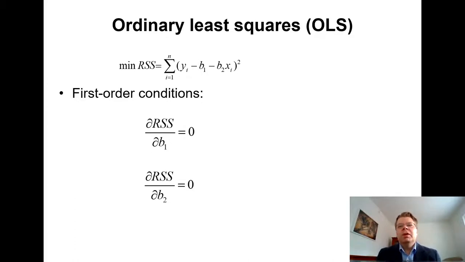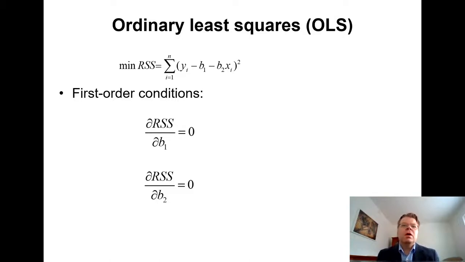And if the problem is well behaved, like it turns out to be in this case, then the optimal solution is found as a solution to these two first order conditions. Okay, so this is just a basic optimization when we have this kind of continuous objective function with respect to two unknown variables.